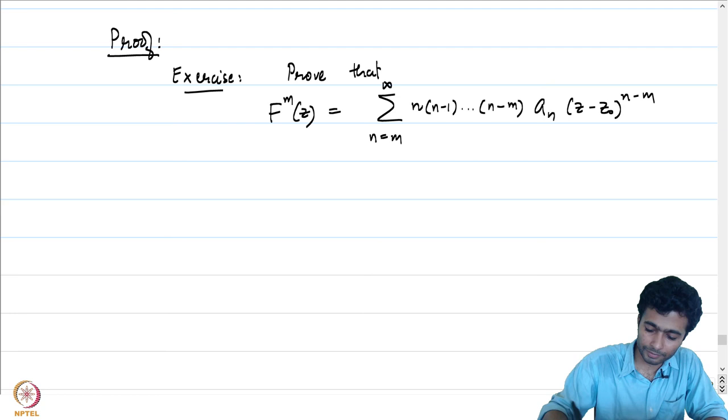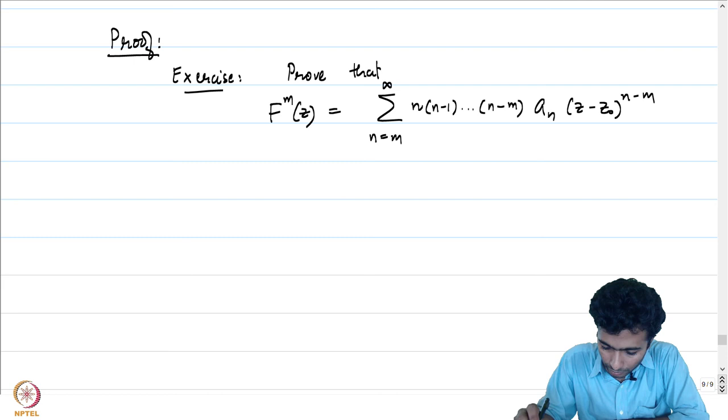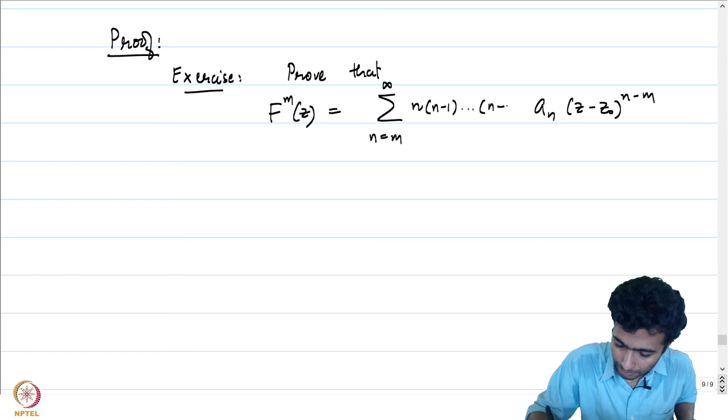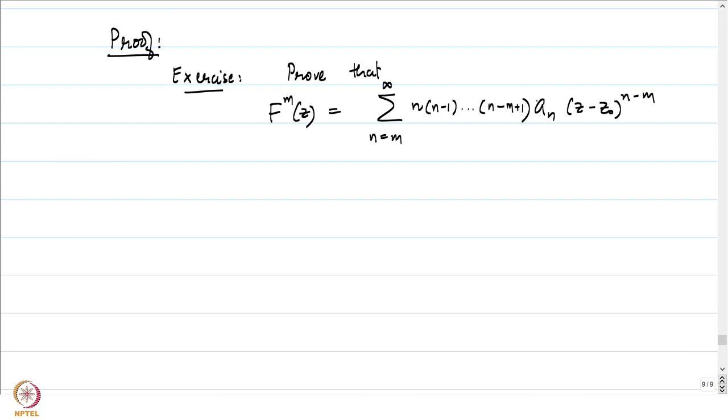Let's just be careful. What if m is equal to 1? Yes, there is a mistake. This should be n minus m plus 1. The proof of this particular exercise can be done by an induction argument, which I will leave to you. We have already seen what f' is, and we know the explicit expression for it, and from that we can get hold of f'' and so on. So let me leave this as an exercise for you to check that this is indeed the case.